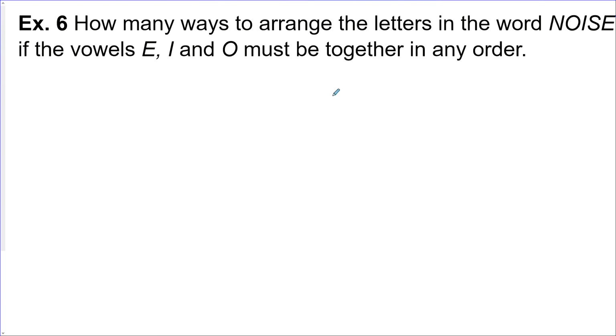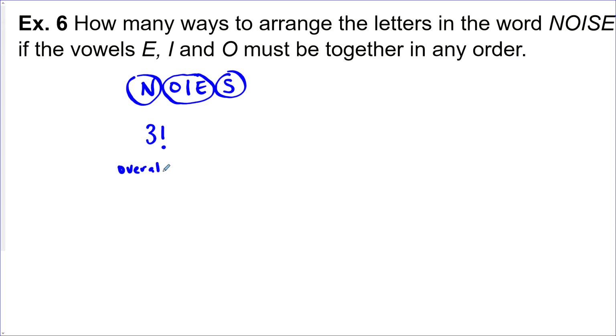How many ways to arrange the letters in the word noise if the vowels must be together, but in any order? So here's a similar type question to the last one. We've got the vowels here that are going to move around like best buddies, and the N and the S are just going to move around by themselves. That means that we have 3 overall things that are moving around in this arrangement, so 3 factorial. And this would be, I'll just make a note, overall items moving.